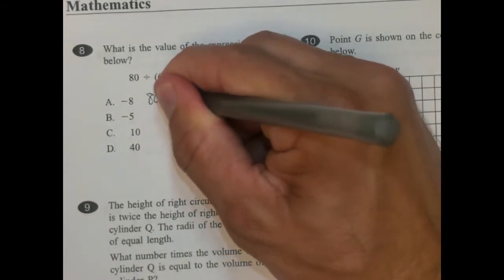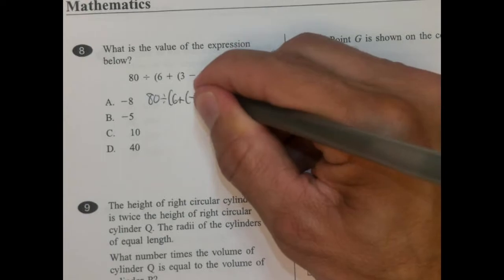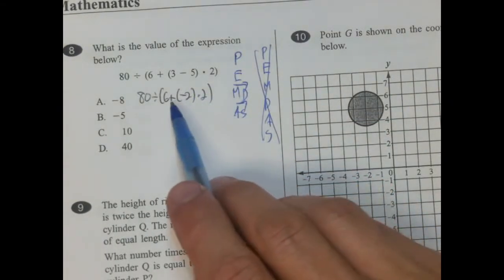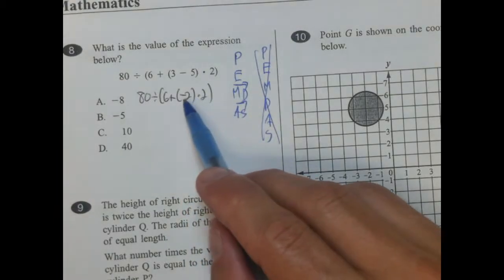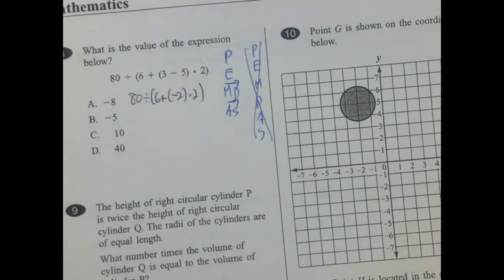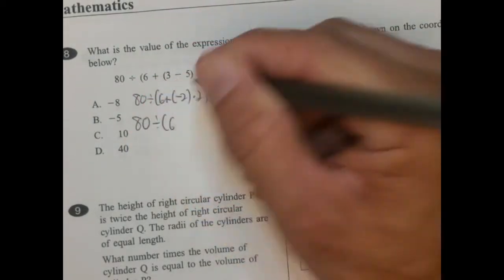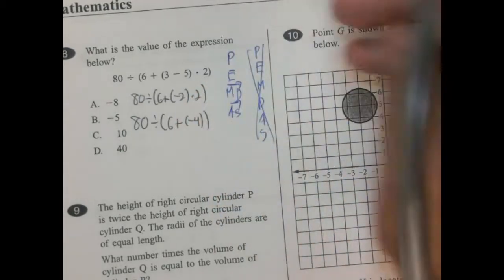So 80 divided by 6 plus negative 2 times 2, close parentheses. Okay? We still have parentheses, and we have addition and multiplication. So we're going to do multiplication first before addition. So negative 2 times 2 is going to be negative 4. So we're going to write 80 divided by 6 plus negative 4.